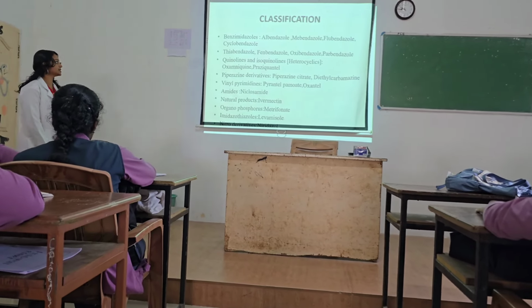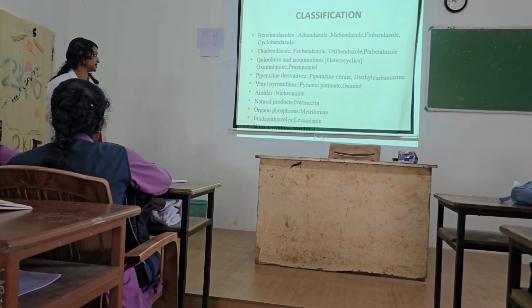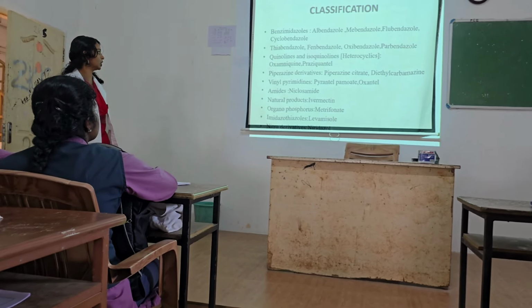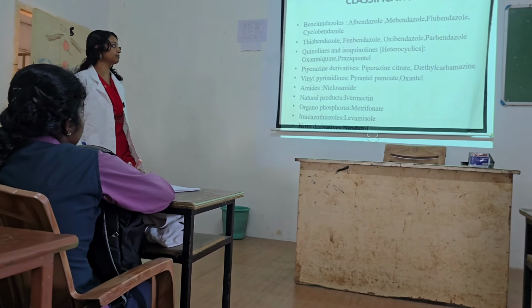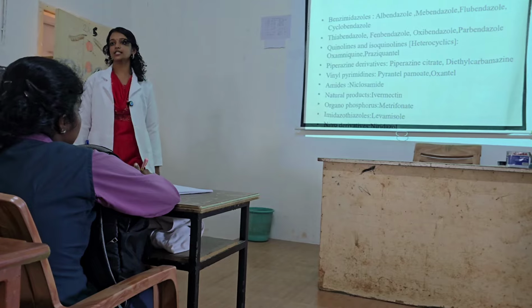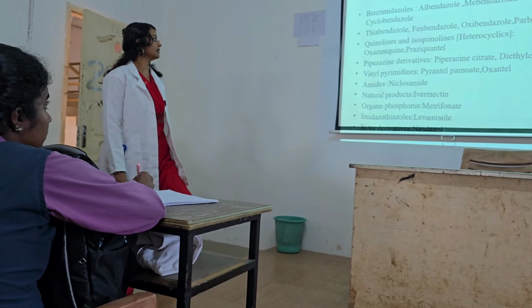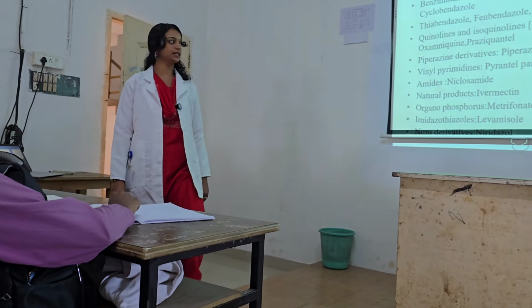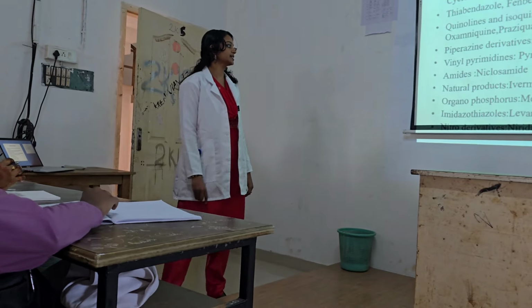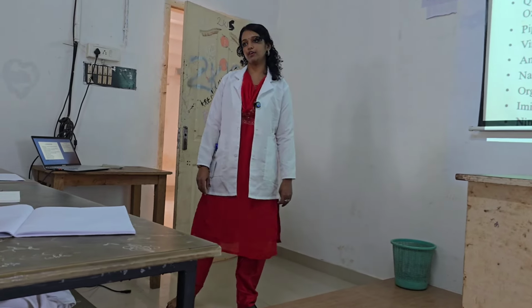First classification is benzimidazoles. Examples: albendazole, mebendazole, thiabendazole, etc. Next classification is quinolones and isoquinolines. Examples are oxamniquine, praziquantel. Next classification is piperazine derivatives. Example, piperazine citrate. Next one, vinyl pyrimidines. Example, pyrantel pamoate and oxantel. Next one, amides. Example, niclosamide. Next, natural products. Example, ivermectin.